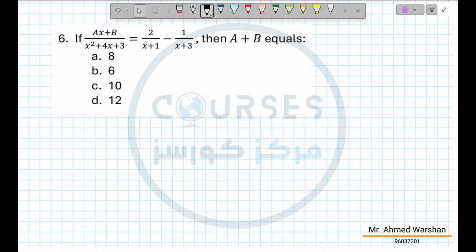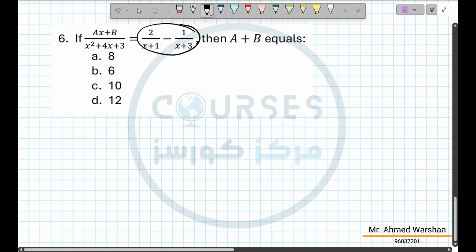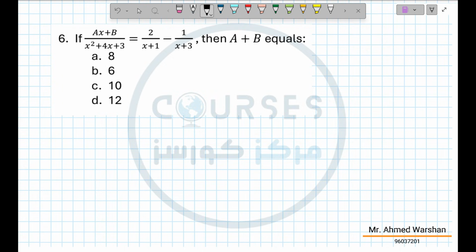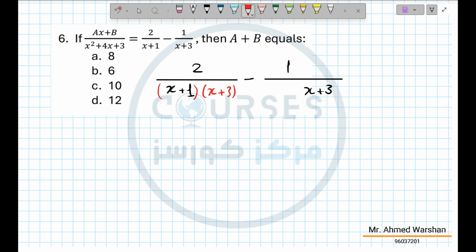Okay, in this question, they want to find the value of a plus b. What we can do is that we can combine these together and then compare the numerator with the numerator that's gonna be here. So if we combine these, the first one is 2 over x plus 1 minus 1 over x plus 3. Now we need to multiply the missing denominators. The first one is missing an x plus 3, so that's x plus 3 up and down.